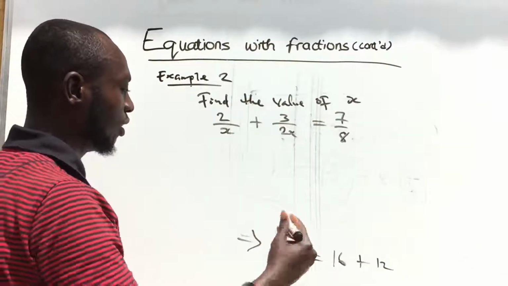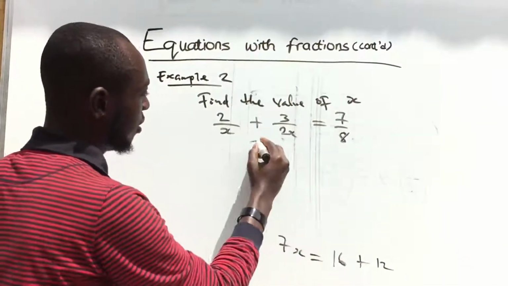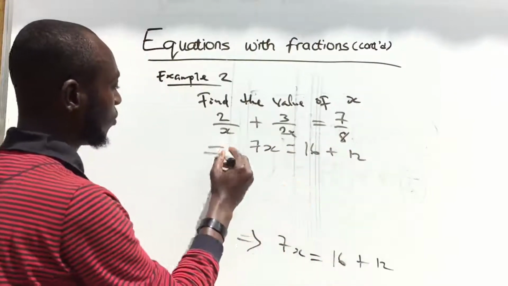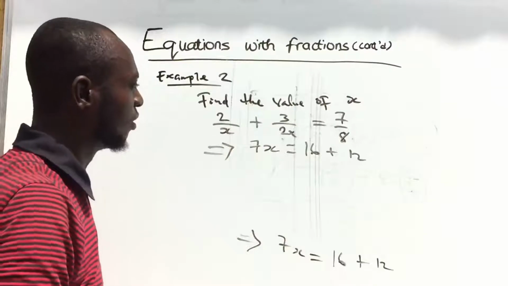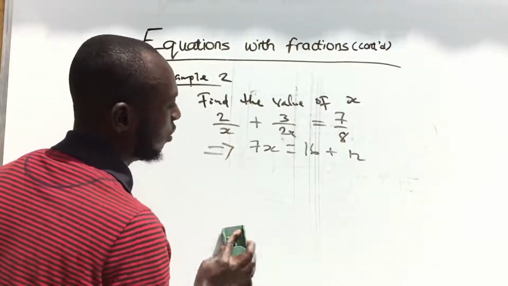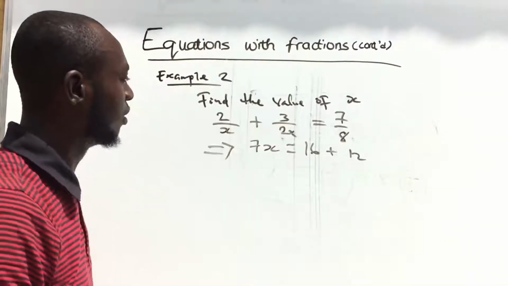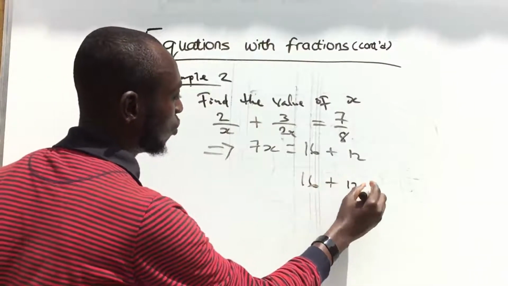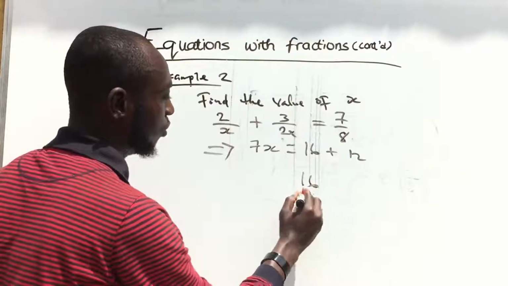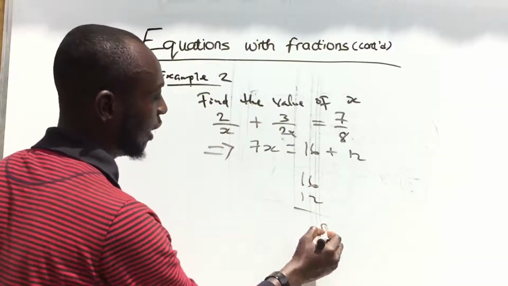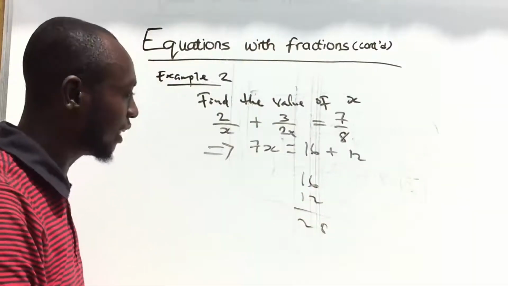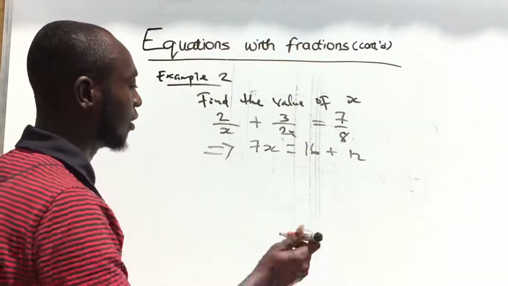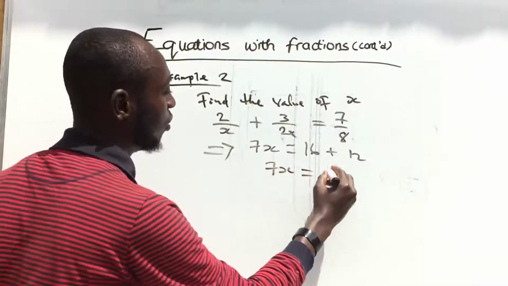So this is going to give us what? 7s equals 16 plus 12. So 16 plus 12, that should give us 28. So that is 7s equals 28.